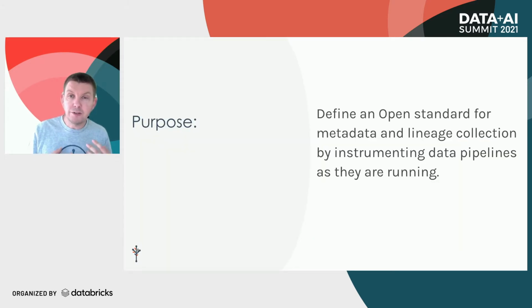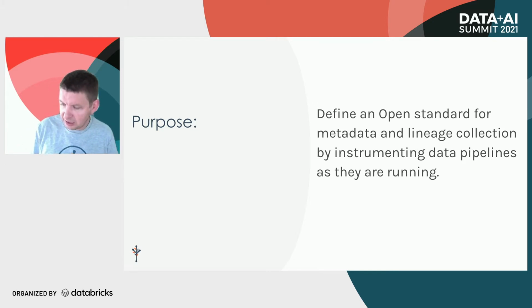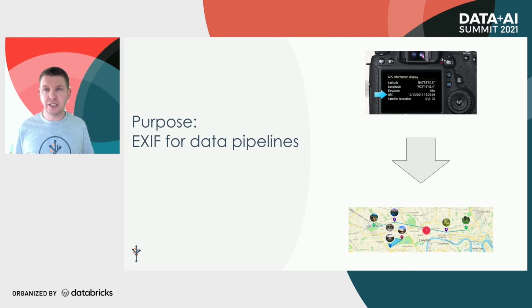The purpose of OpenLineage is to define an open standard for metadata and lineage collection by instrumenting data pipelines while they're running. So that's our mission statement here. To put it more simply, the purpose is to be the exif for data pipelines. Today when you take a picture with your digital camera or smartphone, it encodes in the picture itself the coordinates of where it was taken, when it was taken, and so on, right? And so OpenLineage serves this purpose for data pipelines.